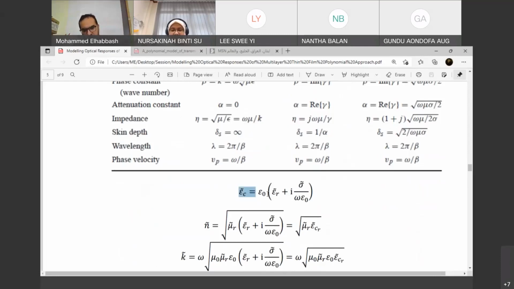Are you seeing this equation? Yes, I can see that. This equation is the general equation for permittivity. If the conductivity is 0 and the relative permittivity here has 0 imaginary part, then we have a lossless material. Otherwise, we have a lossy material.